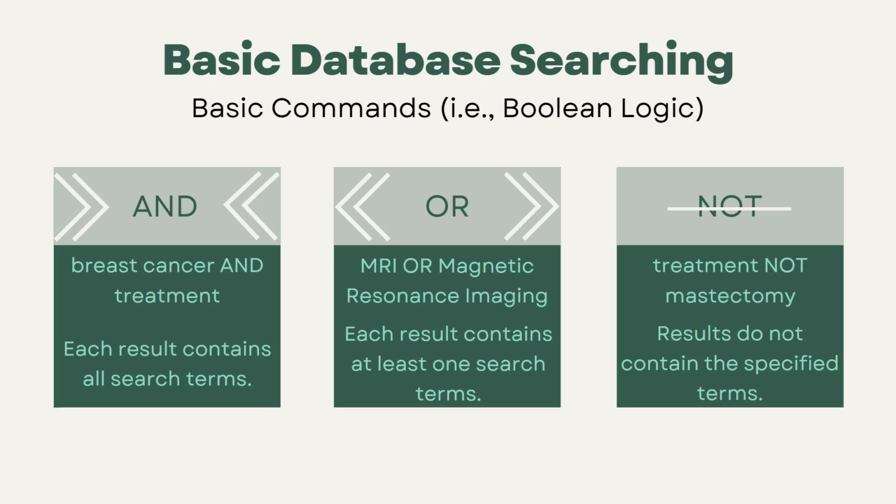Finally, not on the far right will take away a term, so it will make the search results smaller. In this case, we're looking for treatment, so we do not want to look for the other term. If you use not, it will remove the term after not from your search results. You can use Boolean operators again to expand or narrow your search to find articles that work with your topic.